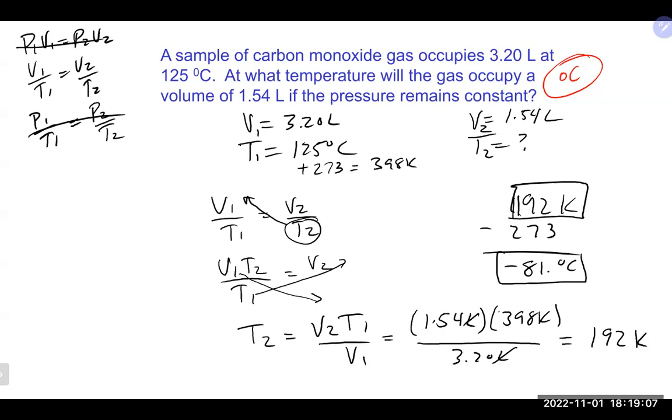192. Any questions on that there? We could look at our relationship again to make sure. Here we see the volume goes down, which means we should see the temperature go down as well. And that is what we see. If we want to look at Kelvin, it goes down. And obviously Celsius, it goes down as well. Any questions on that particular one there?